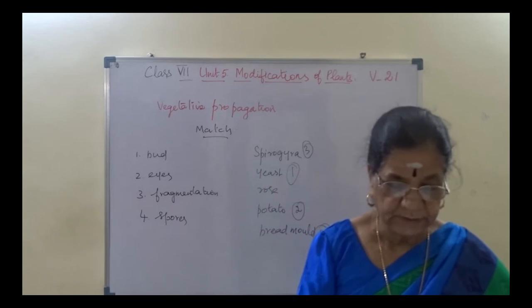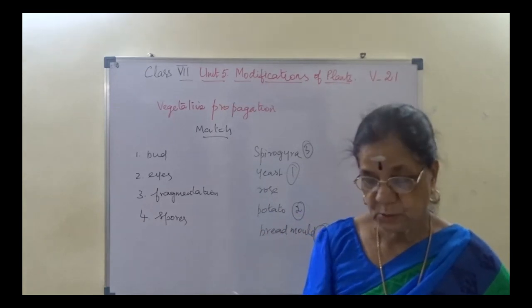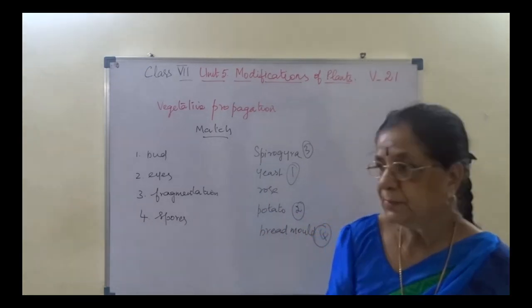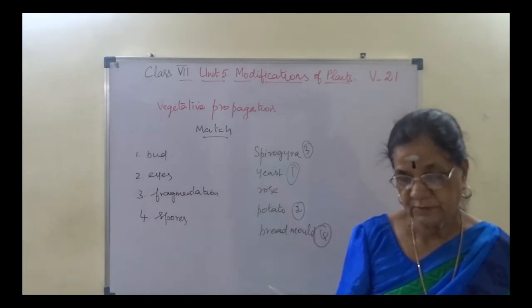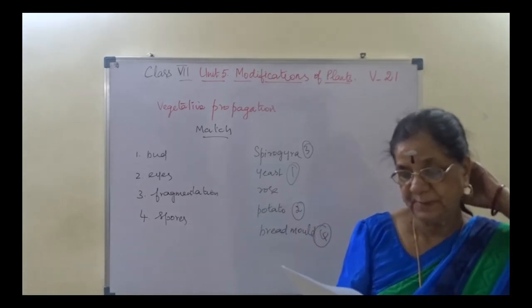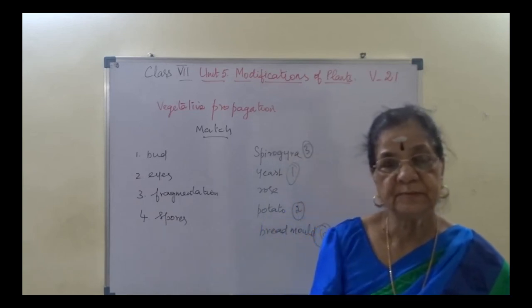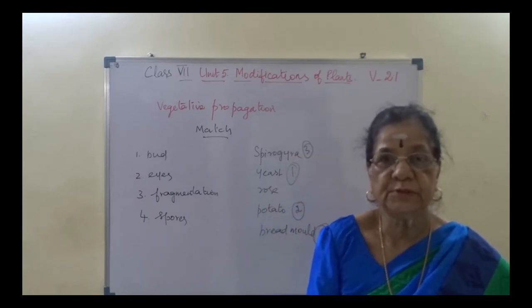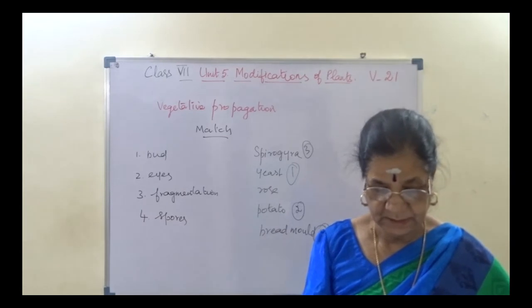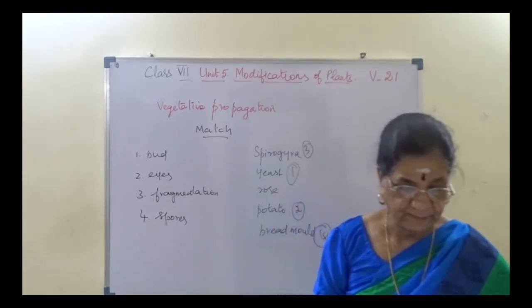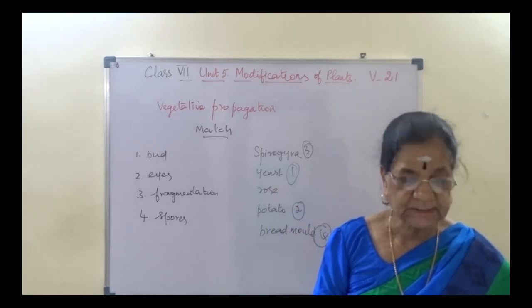Now the reproductive part of the plant is: choose the answer, root, stem, leaf and flower. It is flower. Then the process of fusion of male and female gametes is fertilization. Then the mature ovary forms the fruit. Ovary will become the fruit and ovules will become the seeds. And spore producing organism: rose, bread mold, potato, ginger. The answer is bread mold.